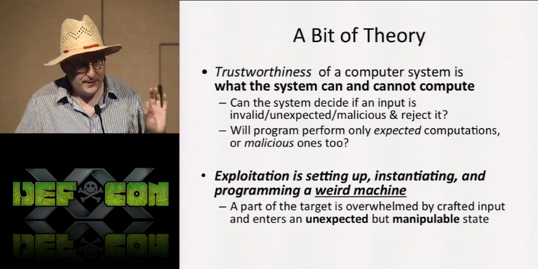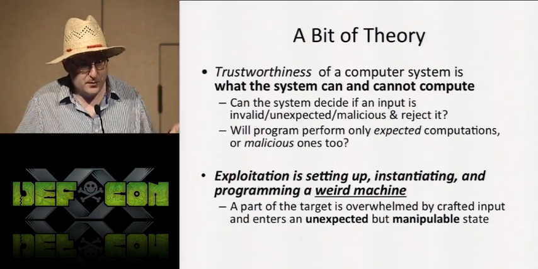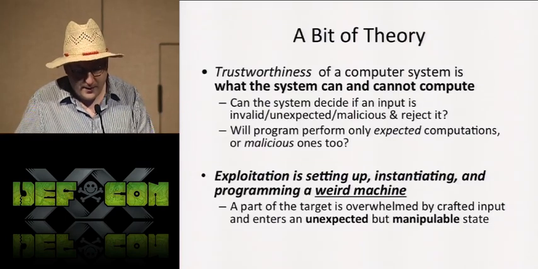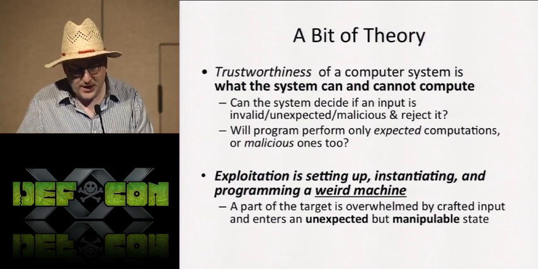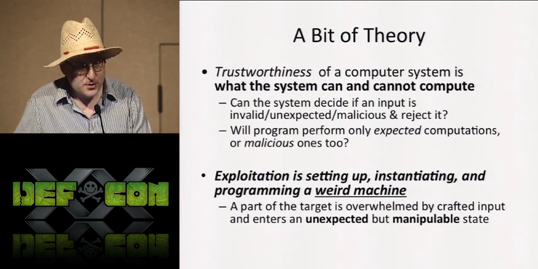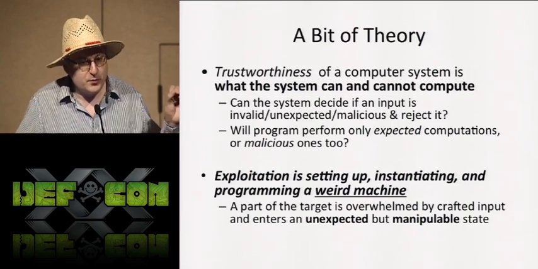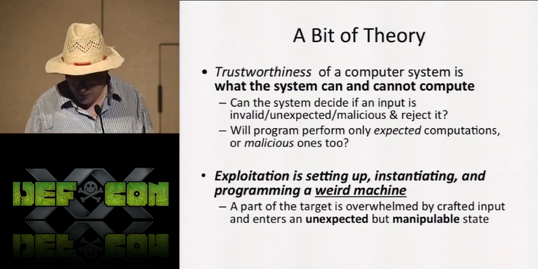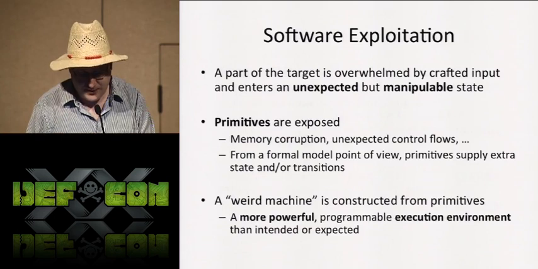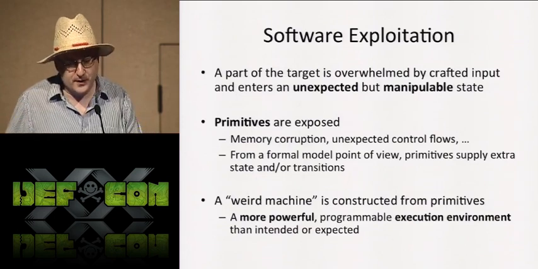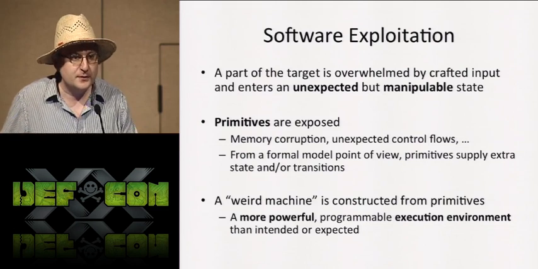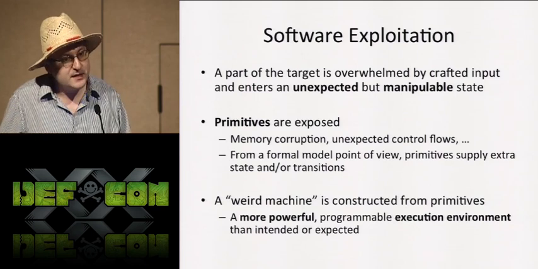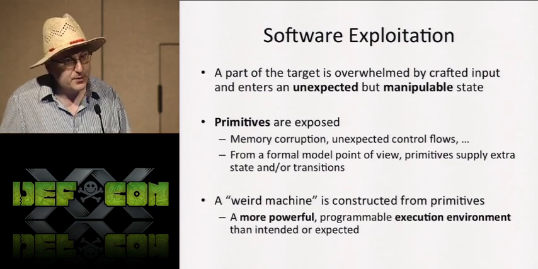In the words of Halvor Flake, who was there when I tried to summarize this hacker folklore, exploitation is setting up, instantiating, and programming a weird machine. So referring to the non-generic nature of the beast, well, you have to construct those programs. It's no longer a simple trick. So a part of the target is overwhelmed by, say, an input you manage to send to it, and it enters an unexpected but reliably manipulable state.